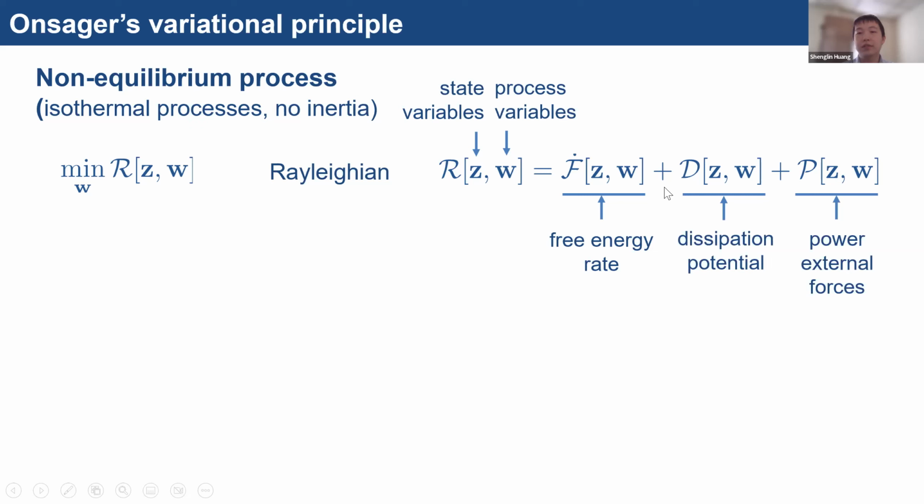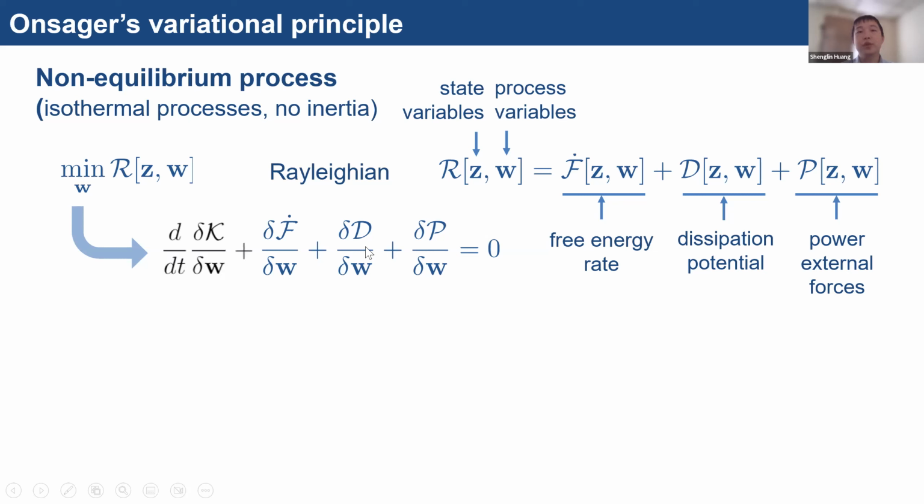So this Rayleighan is defined as the summation of the free energy rate plus dissipation potential plus the power of external force. Here I want to emphasize the dissipation potential describes a potential for the irreversible phenomena. In analogy, free energy is the potential for the reversible phenomena. So Onsager variational principle says, if we do minimization of the Rayleighan with respect to the process variable W only, we will find a governing equation that states the evolution of these non-equilibrium processes.